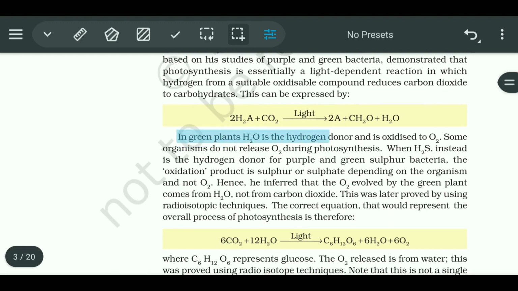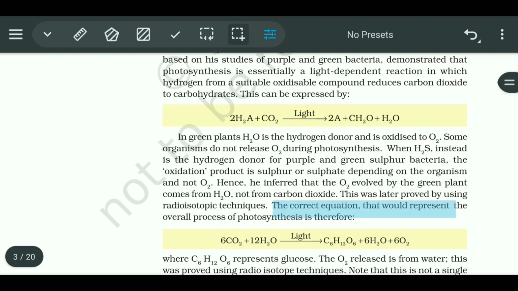In green plants, H2O is the hydrogen donor and is oxidized to oxygen. Some organisms do not release oxygen during photosynthesis. When H2S instead is the hydrogen donor for purple and green sulfur bacteria, the oxidation product is sulfur or sulfate depending on the organism, and not oxygen. Hence, he inferred that the oxygen evolved by the green plants comes from H2O, not from carbon dioxide. This was later proved by using radioisotopic techniques.